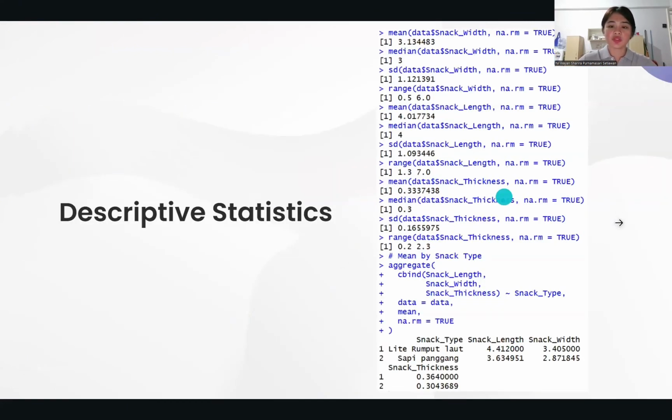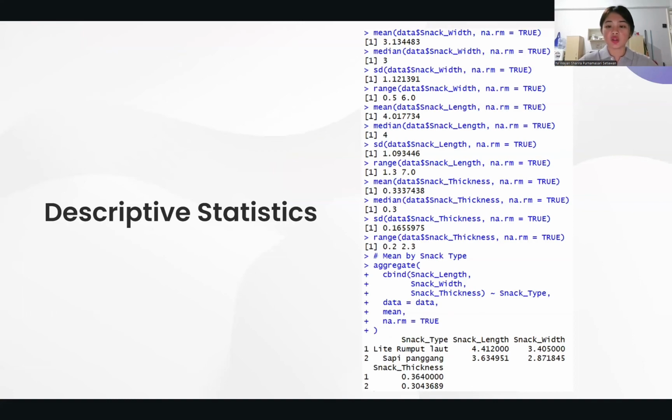Next, descriptive statistics. I calculated the mean, median, standard deviation, and range for each numeric variable. For example, the average snack width is around X millimeters, while thickness varies from Y to Z millimeters. Then, using aggregate, I calculated the mean by snack type. Notice how type A is slightly wider than type B, but type B is sometimes thicker. This helps us understand differences between types.